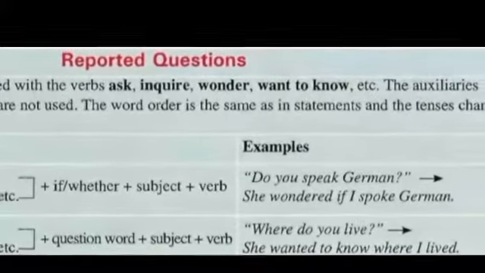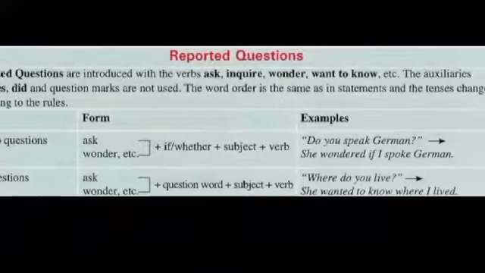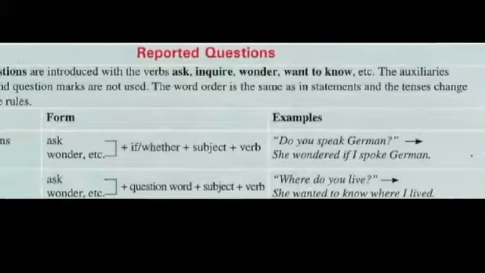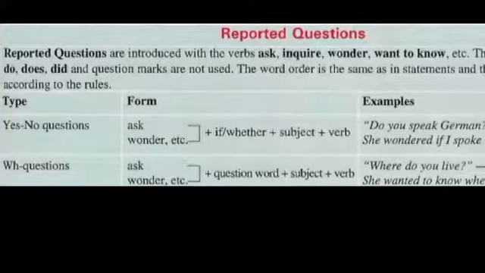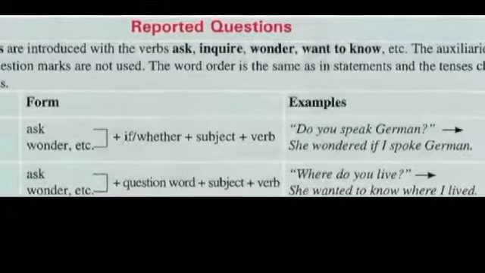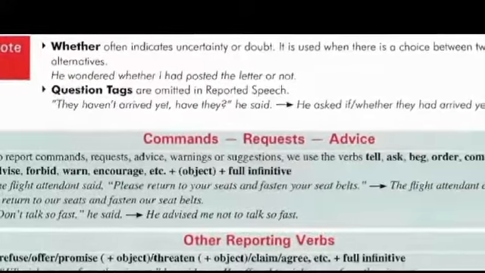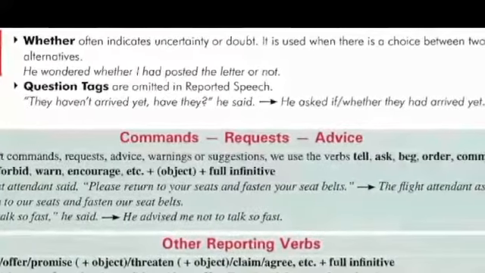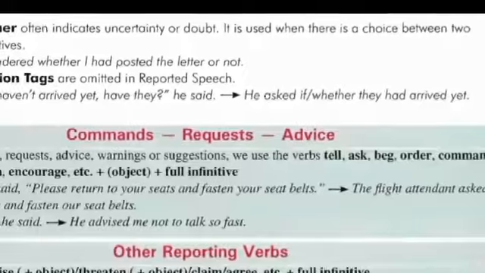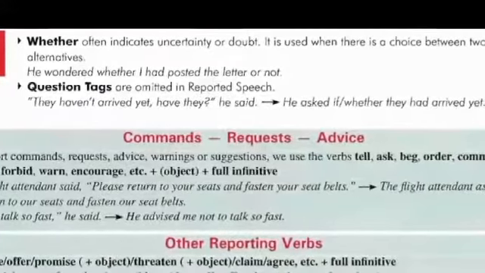The word order is the same as in statements, and tenses, the pronouns and the words showing nearness change into words showing distance, as we followed in the statements. Whether often indicates uncertainty or doubt. It is used when there is a choice between two alternatives. For example, he wondered whether I had posted the letter or not.